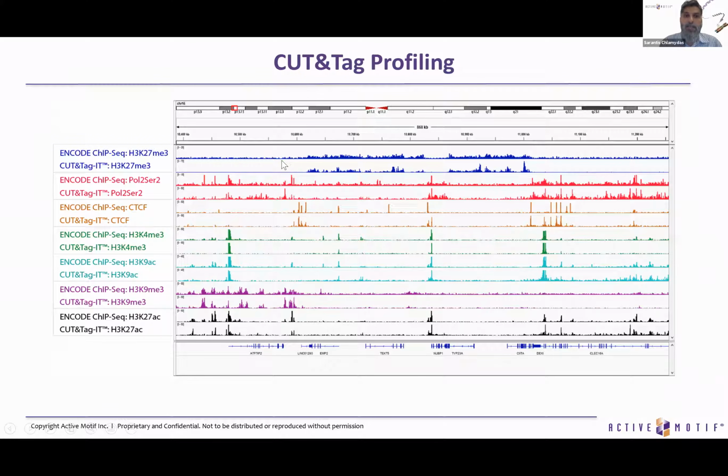The first two lanes are the data from Henikov. The first lane is the ENCODE ChIP-seq data. The second lane is the CUT&Tag with the same antibody. And you can appreciate that compared to ENCODE ChIP-seq data, we get really nice, reproducible data and really high correlation with these marks.